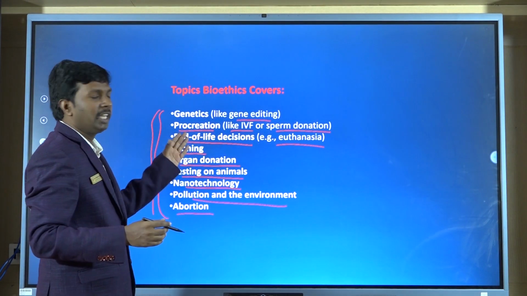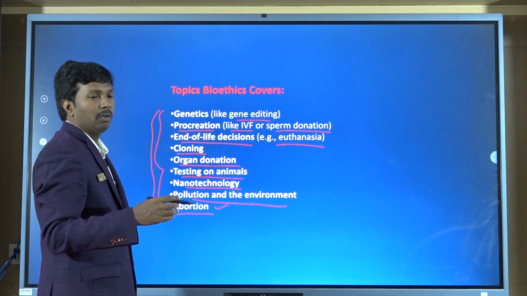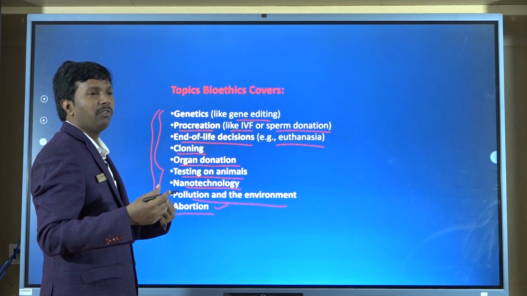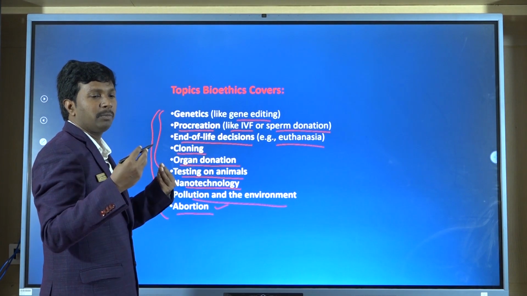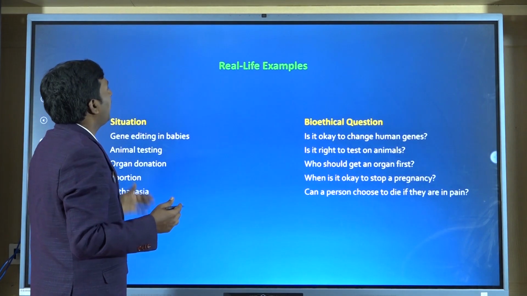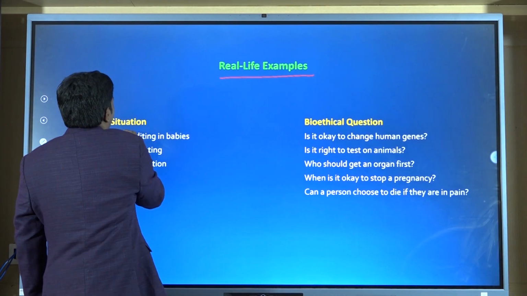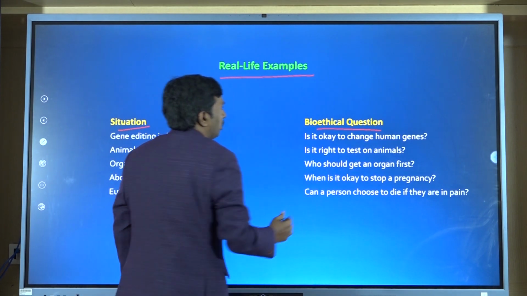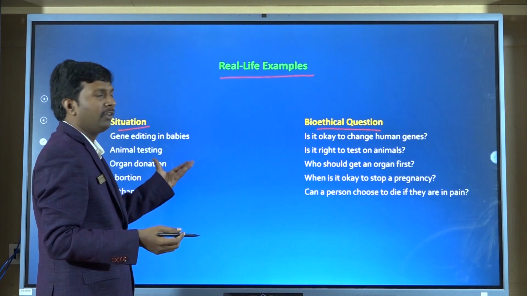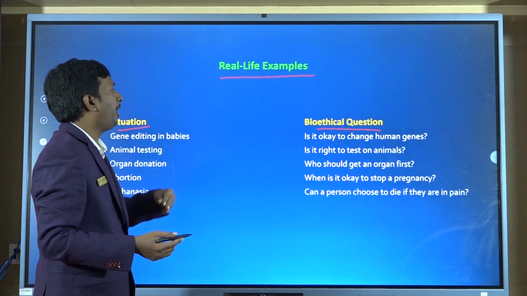If you are working with genetics, or, for example, if you are a doctor working with abortion with other people, then before doing any task we have to think ourselves, is this right or wrong? We have some rules and limits, and we have to follow all these things. Next, I have given real life examples. This is the situation, and here are the bioethical questions, related to bioethics. As I gave some examples previously, here I am giving various situations, along with the bioethical questions.